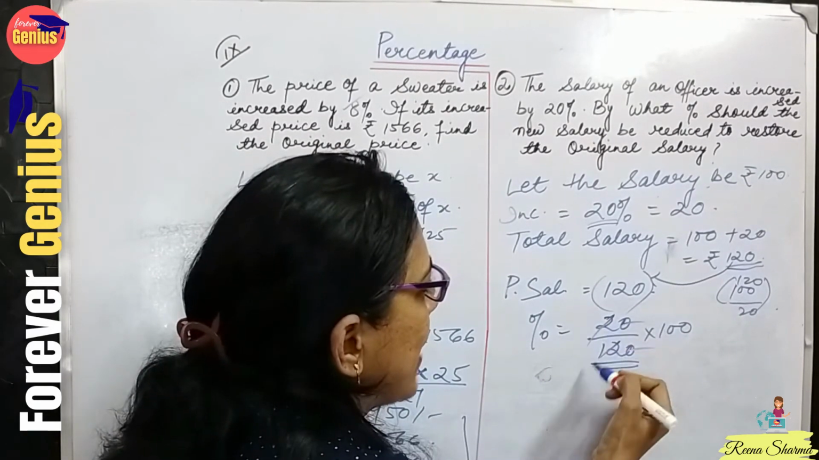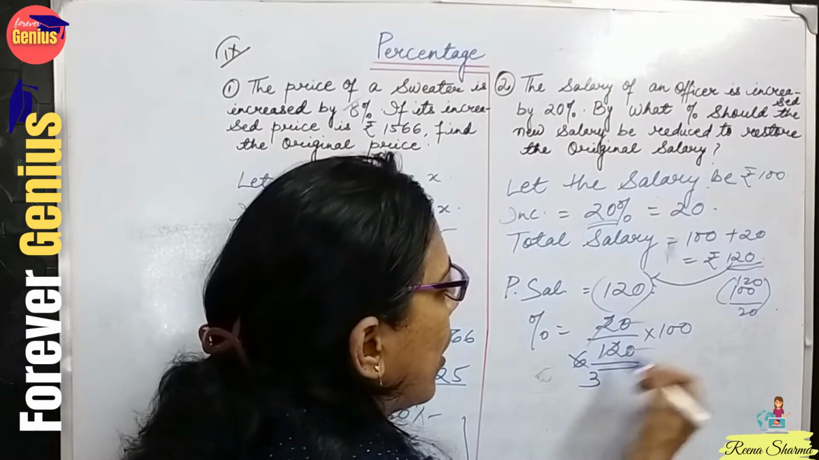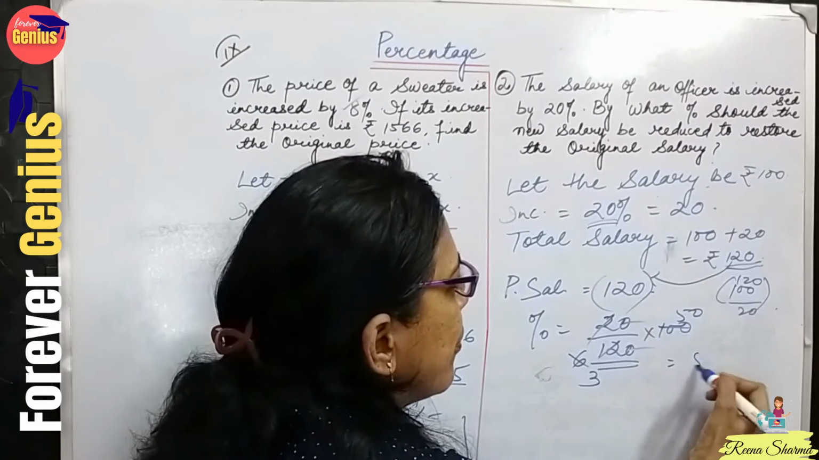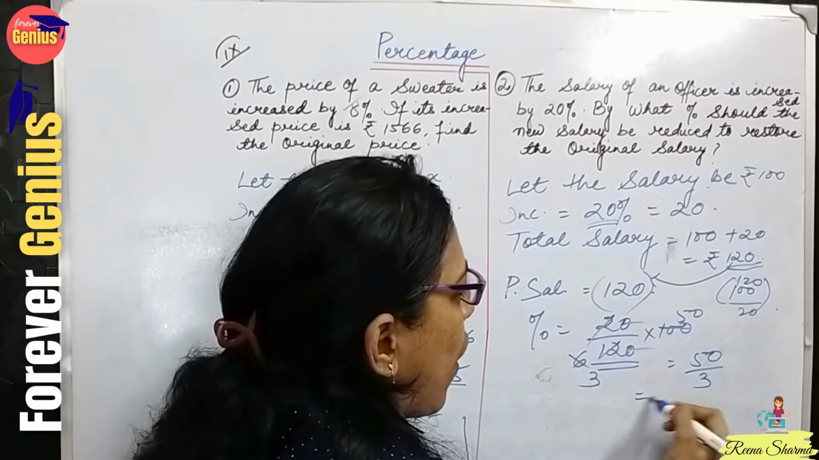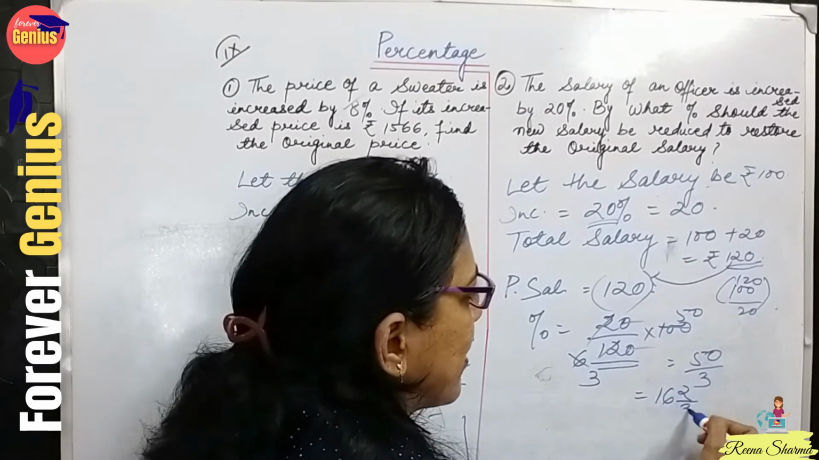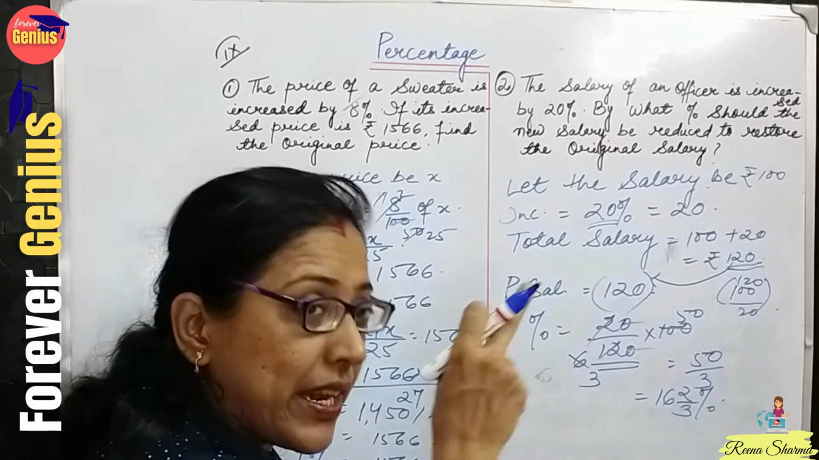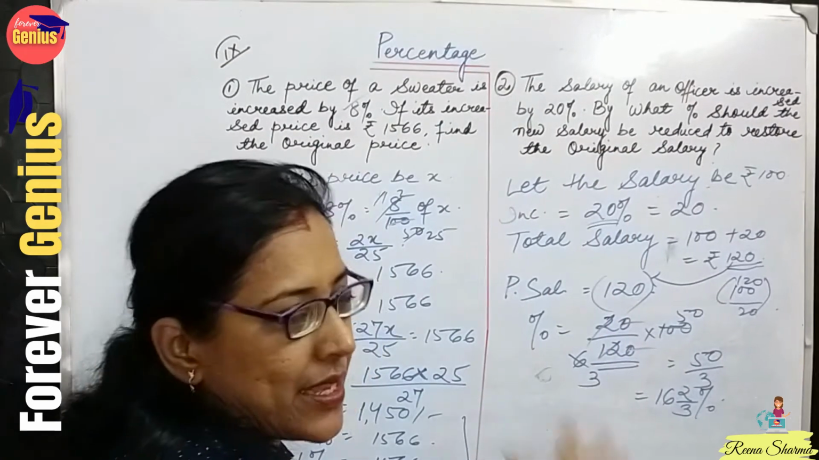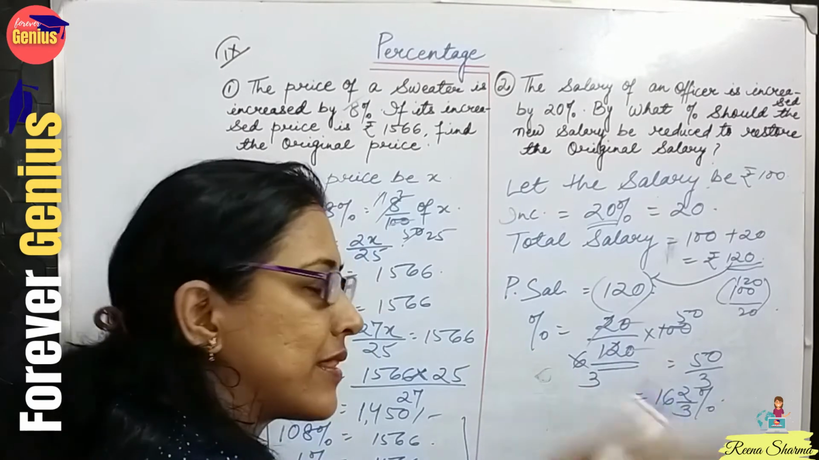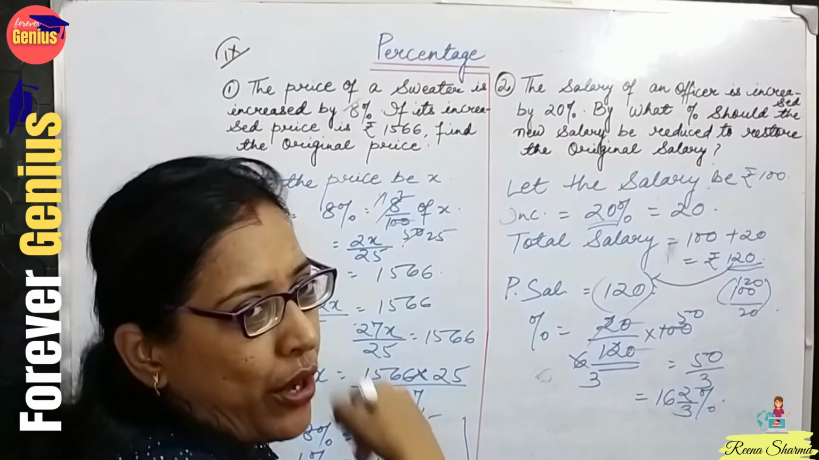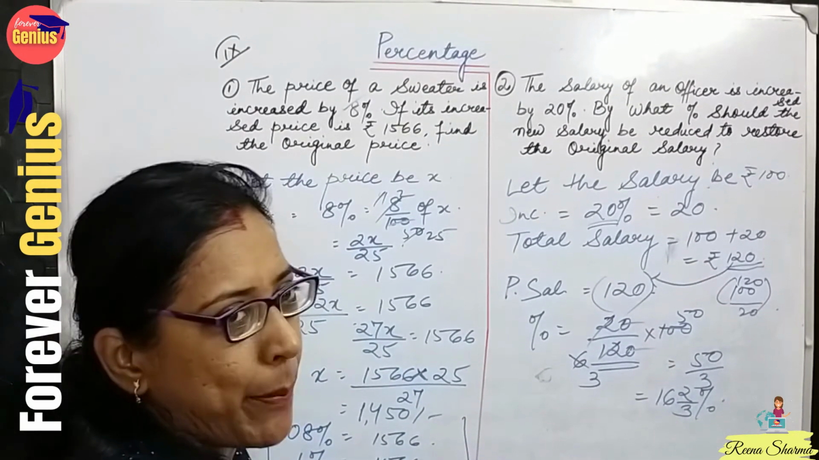When I do the calculation, I get 50 by 3, or 16 2 by 3 percent. This is the percentage of the salary which, when I reduce it, the salary of the officer will again be the same as it was before. Now let's look at some more examples.